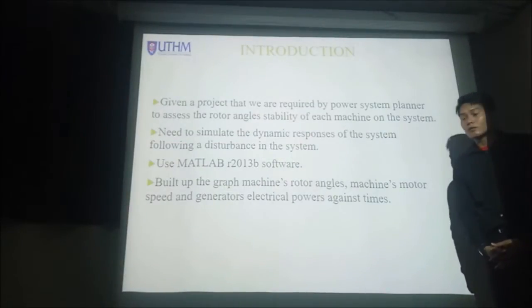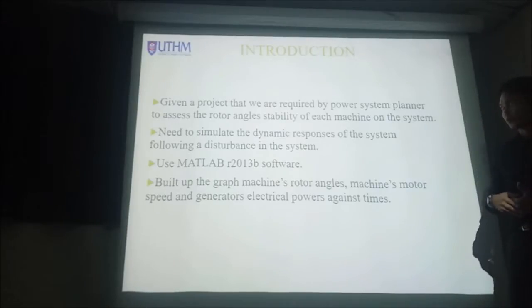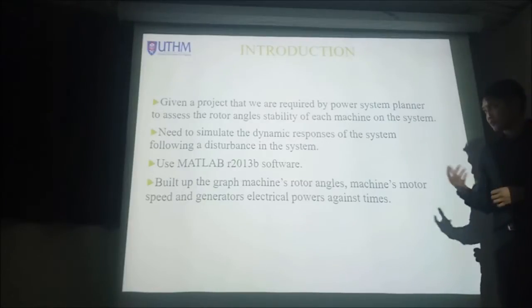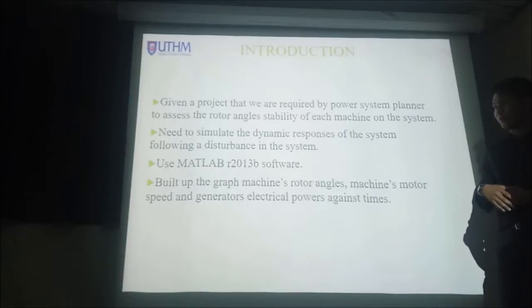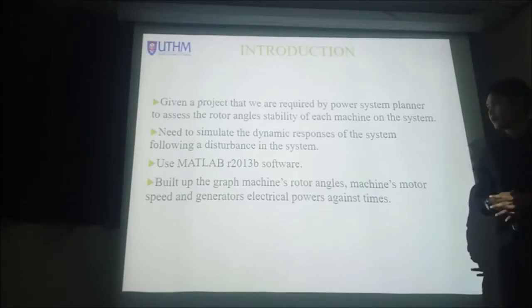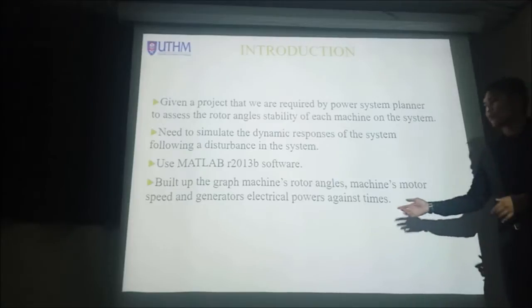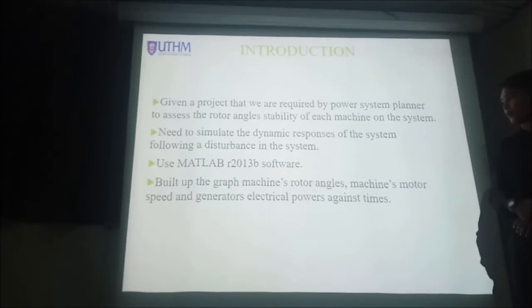Okay, firstly, we go to the introduction. We are given a project by the power system planner, and we are required to assess the rotor angle stability of each machine on the system. Then we need to simulate the dynamic response of the system following a disturbance in the system. We proceed to simulate using the MATLAB R2013B software, which is provided by the company. Then we build up the graphs of machine rotor angle, machine motor speed, and generator electrical powers at these times.